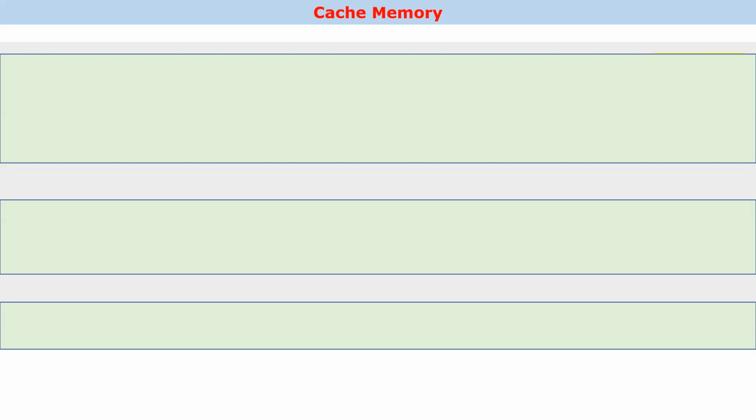Can you remember the place where the cache memory is located? Between the CPU and RAM.